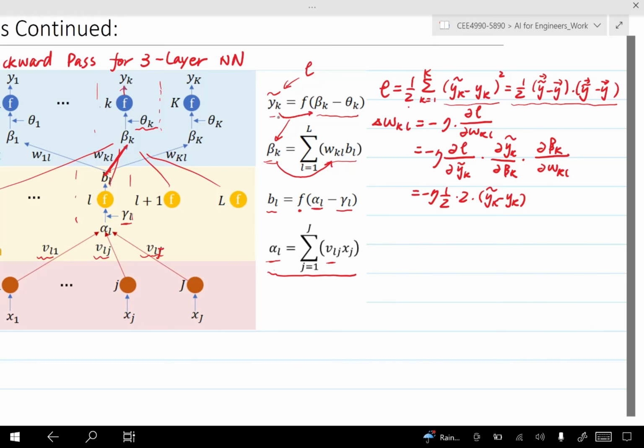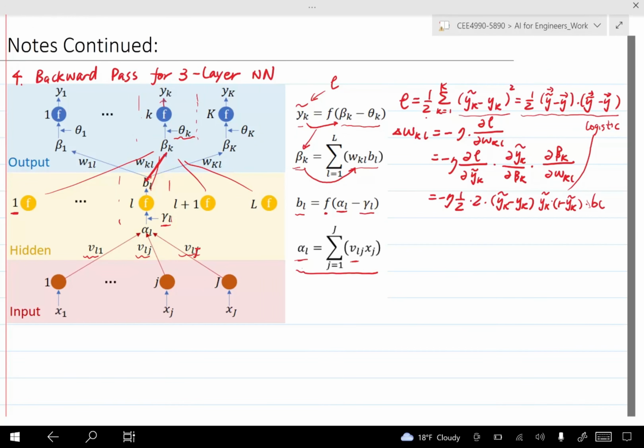Yk tilde is a function of f beta k. So the key thing is the activation function, right? We need to get the derivative of the activation function. That is what we learned when we were introducing the activation functions, depending on which function we want to use. For example, if we are talking about the logistic one or the sigmoid, the derivative of it is y times 1 minus y, right? Here, because the y is yk tilde, if we use a logistic sigmoid function as the activation function, then the derivative of it will be yk tilde times 1 minus yk tilde. Then the second part is done.